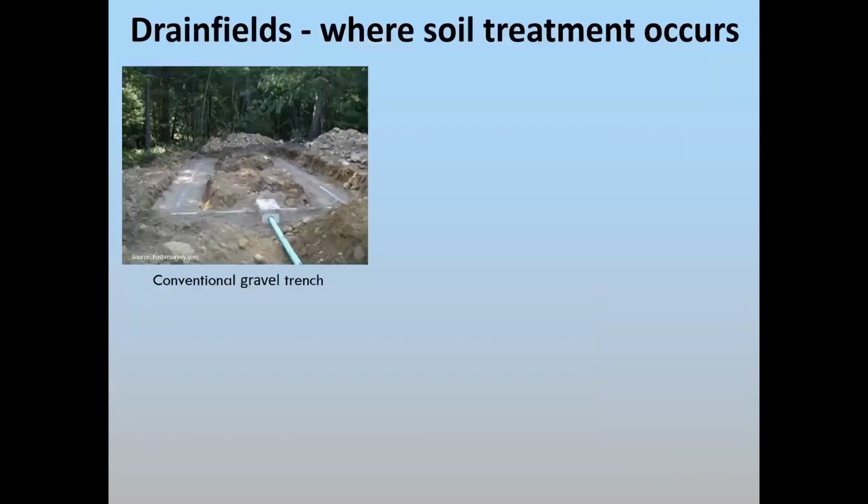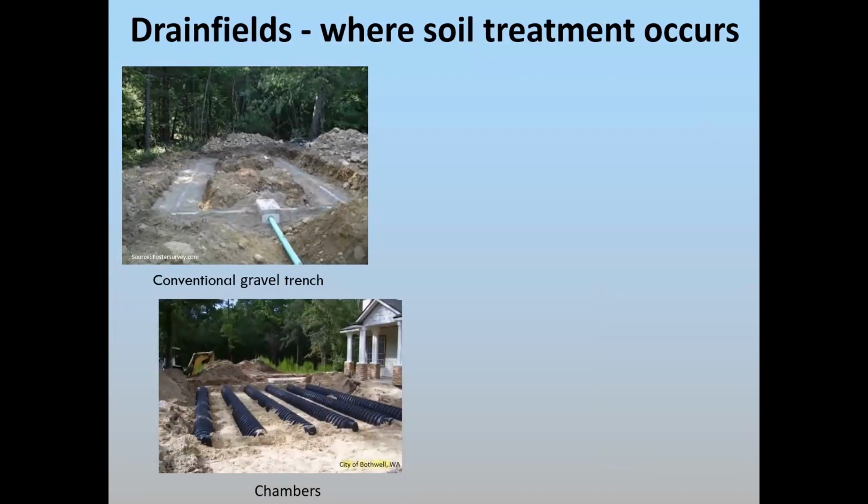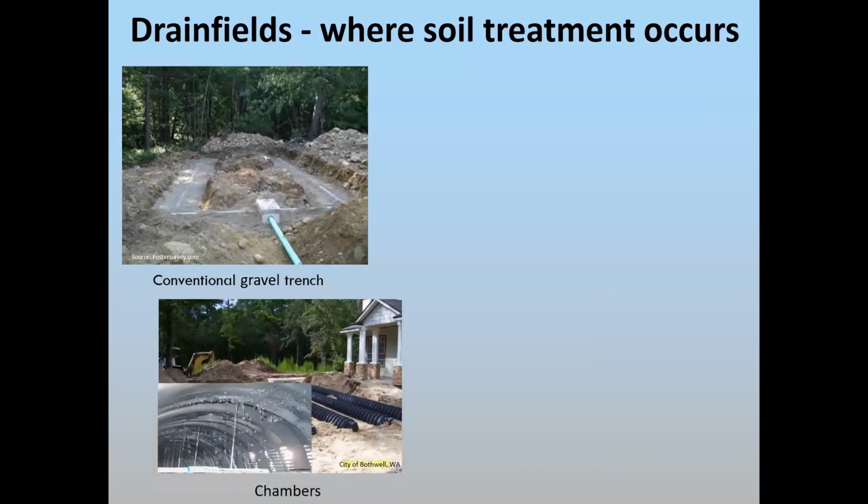So the drain fields, again, in a conventional system, that's where the bulk of the treatment occurs. If you have a BAT unit, then the bulk of the treatment is actually occurring within the unit itself, but we have the typical gravel trenches. We have these things called chambers, which are basically half of a 2-foot or so diameter specialized pipe that has vents on the side, but it basically replaces the gravel. The idea, again, is to distribute the wastewater over as wide a soil area as possible.